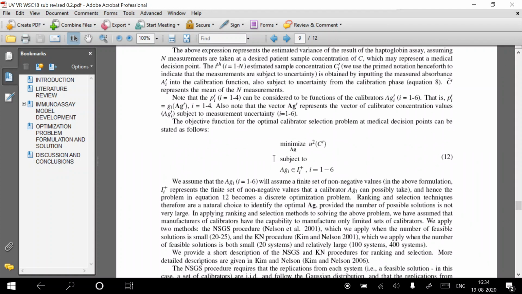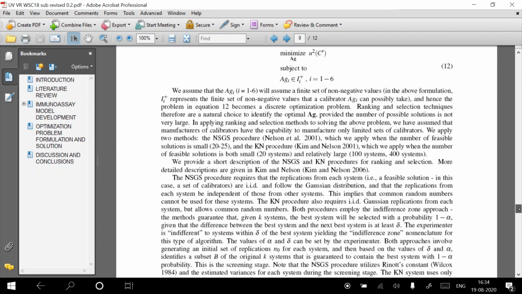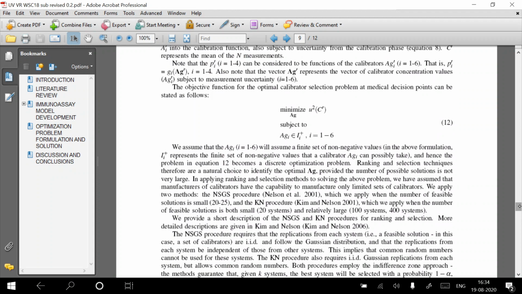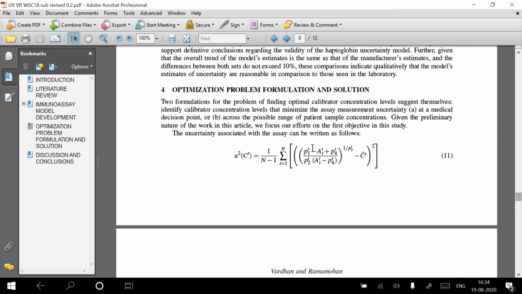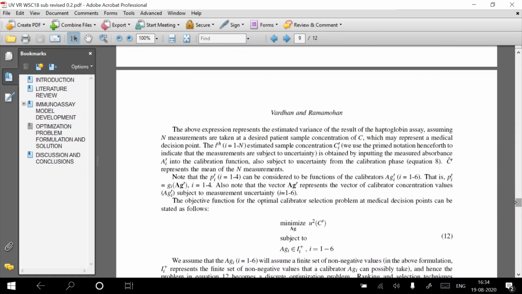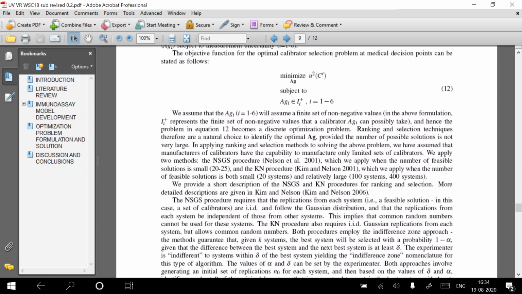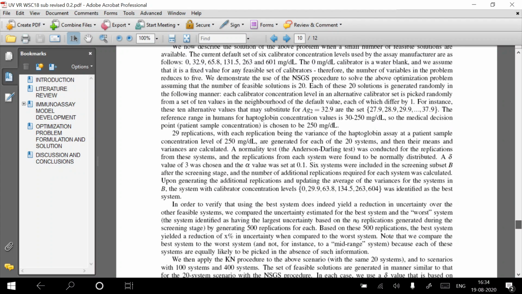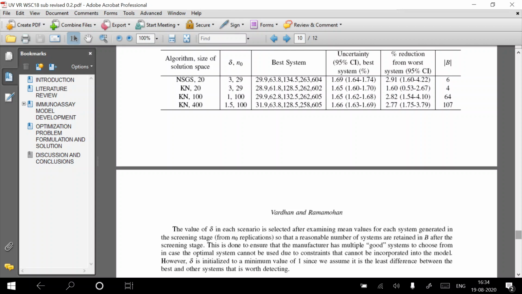This is the actual optimization problem formulation. Because it's a simulation optimization problem, I'm not writing out the objective function explicitly, but it basically comes from this. And subject to, you have some constraints here, and then we apply some procedures to solve it, and we get some results and so on. So this is a good example of a simulation optimization problem.